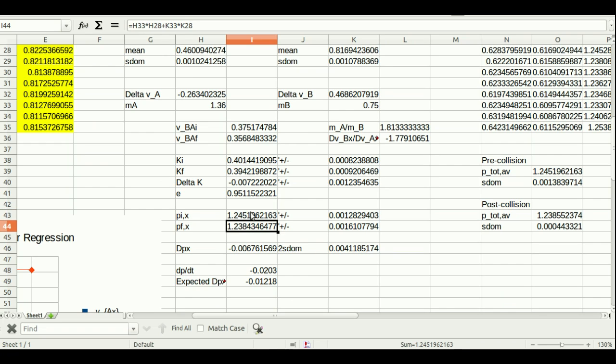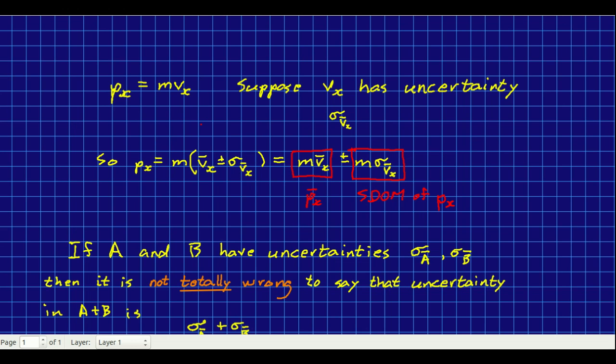There's uncertainty. Well, how do we calculate this uncertainty? You can see I did calculate the uncertainty over here, but how did I do it? You know how to get an uncertainty when you've got multiple measurements of something. You just take an SDOM.